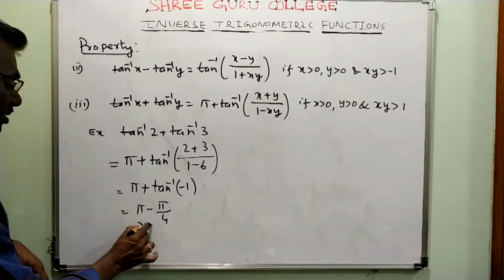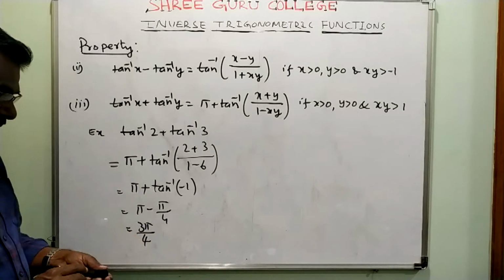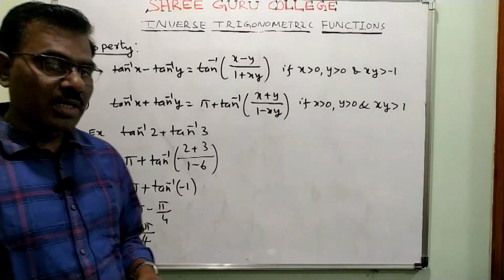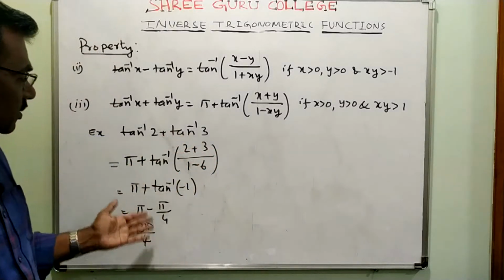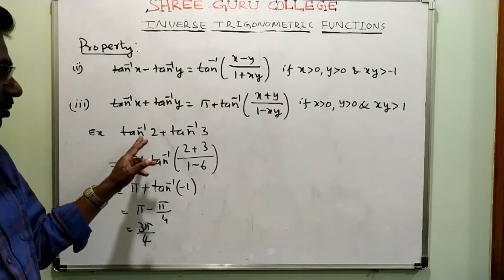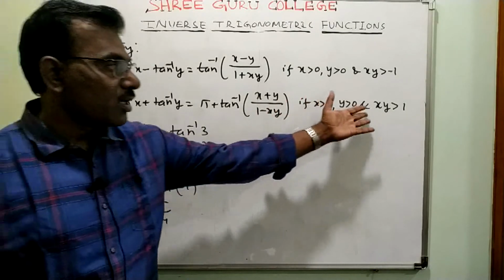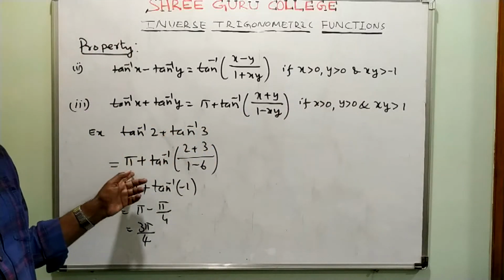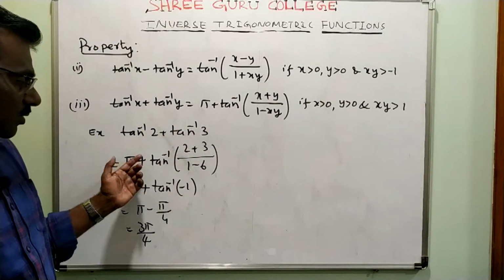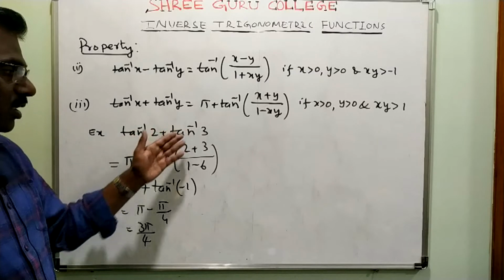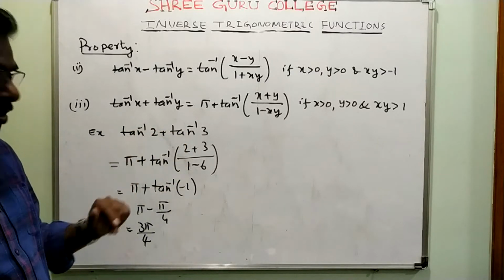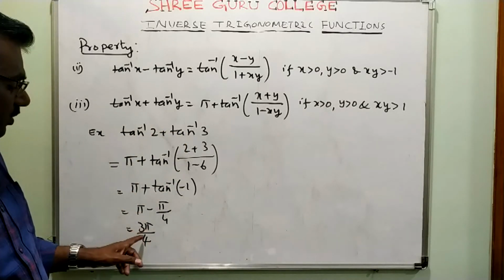So what is the answer? 3 pi by 4. Even in a 1 mark question, what is the value of tan inverse of 2 plus tan inverse of 3? This is a very simple 1 mark question. X into y multiplied is greater than 1, so you just have to add pi. When xy is less than 1, pi does not come. So pi minus pi by 4 is 3 pi by 4.